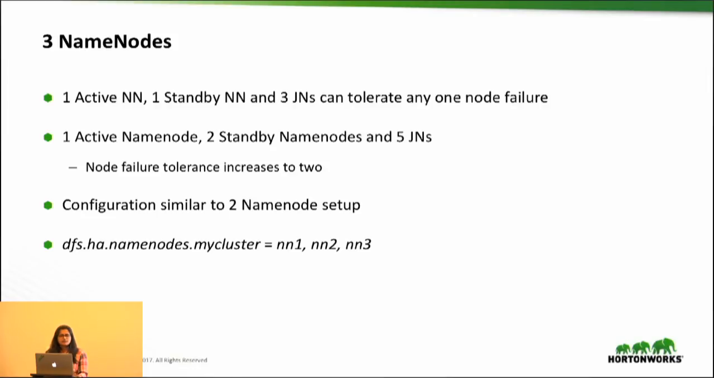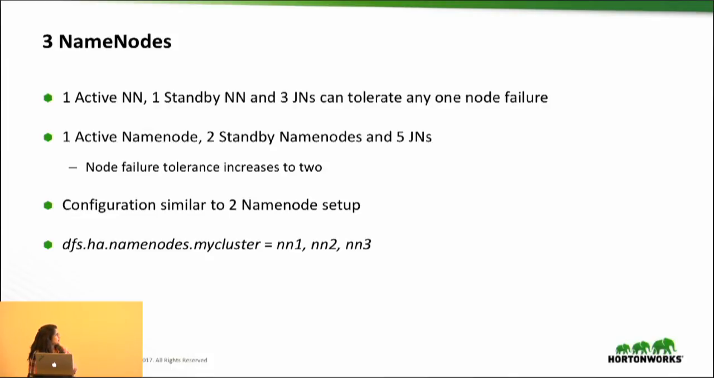The extra standby name node has the same functionality as the original standby name node in our 2 name node setup. It tails the edits on the active and can take up the role of the active in case a failover occurs. So the configuration is also very similar to that of a two name node setup. We just have to add another name node to the list of name nodes in HA setup.